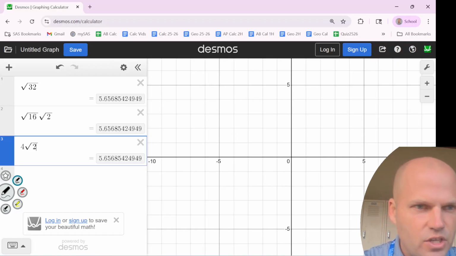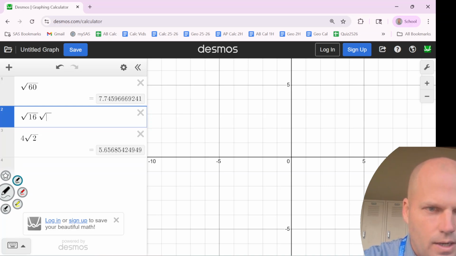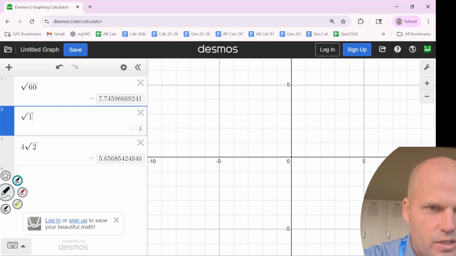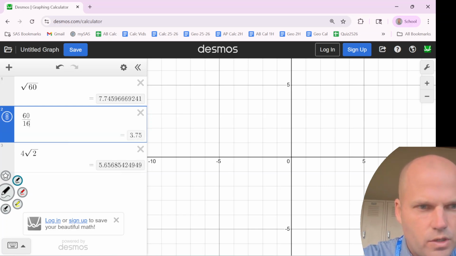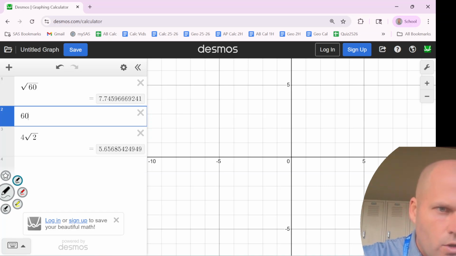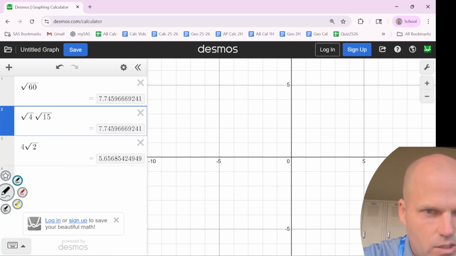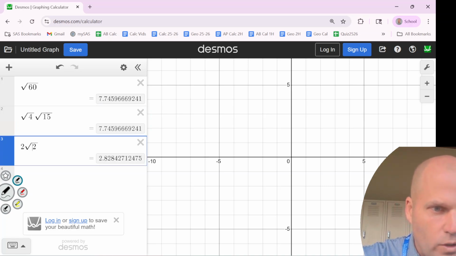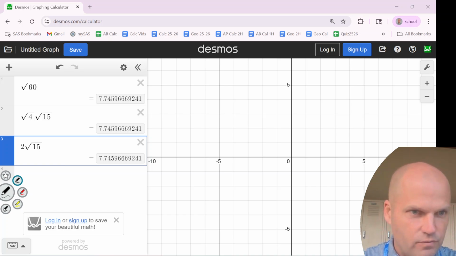Okay, and then we just kind of continue that process. We now want to simplify the square root of 60. I'm going to start taking 60 and dividing it by perfect squares. 25 doesn't work, 36 doesn't work, 16 doesn't work, 4 works. So root 60 is root 4, root 15. Good. The square root of 4 is 2. 2 root 15 is the simplified version of root 60.